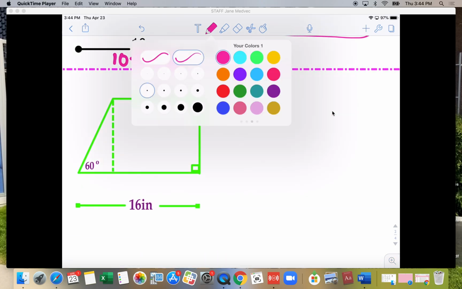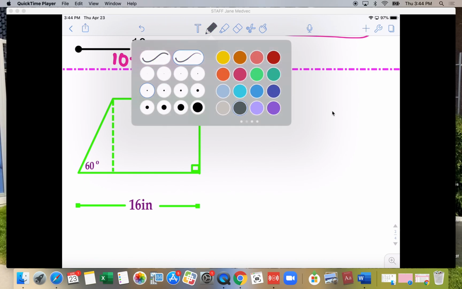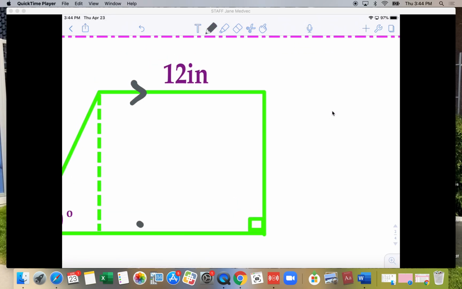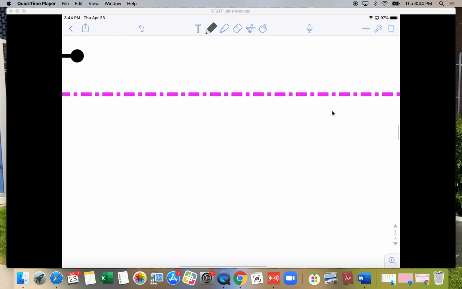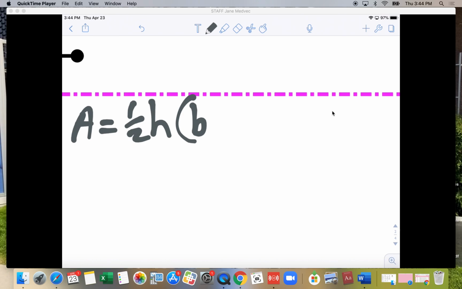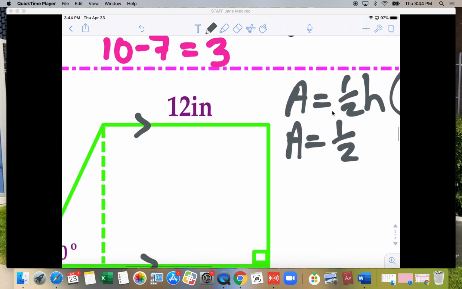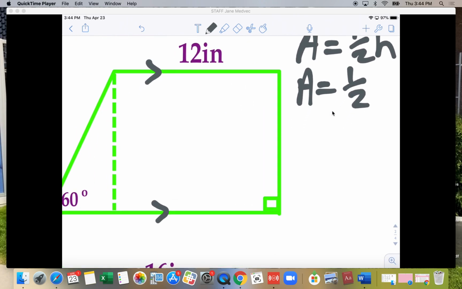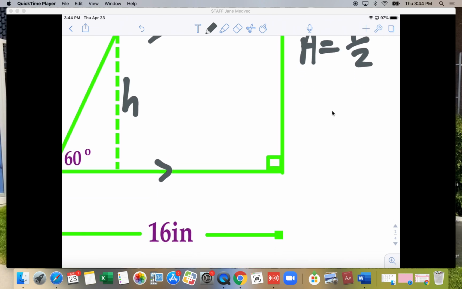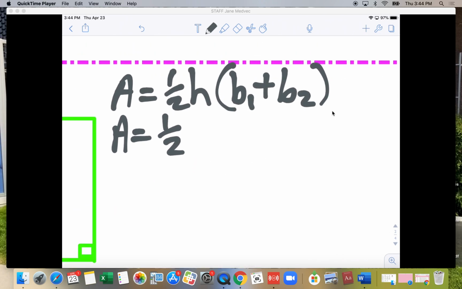This one, again, is a little bit different. I'm going to go ahead and say, okay, I've got a parallel line here, parallel line here. I know it's a trapezoid. I'm going to go area equals 1/2 H, B1 plus B2. Okay, I'm taking a look at the picture. I don't know my height. I'm going to put that here. I've got base 1, which is 16, base 2, which is 12. So I'm going to leave the H for just a minute. I'm going to go 12 plus 16. And I need to find my height.